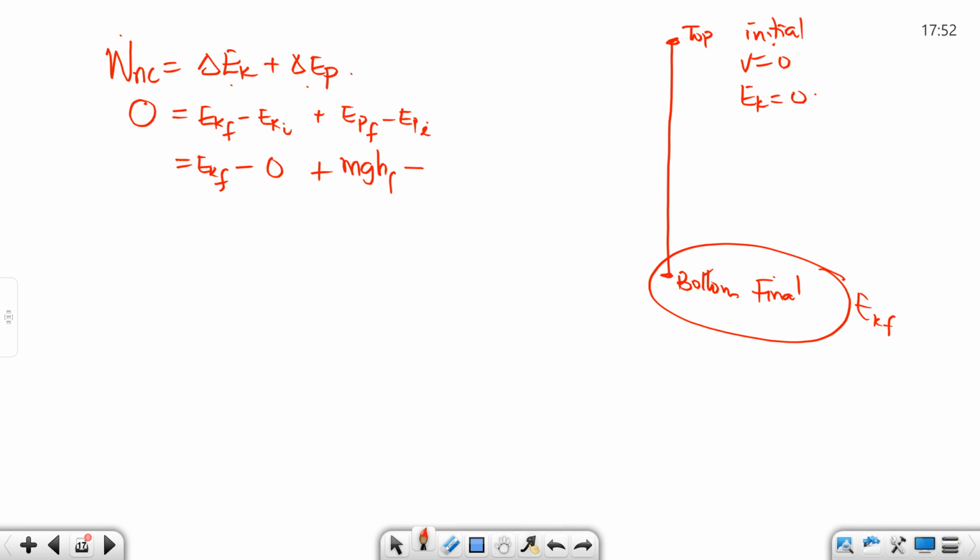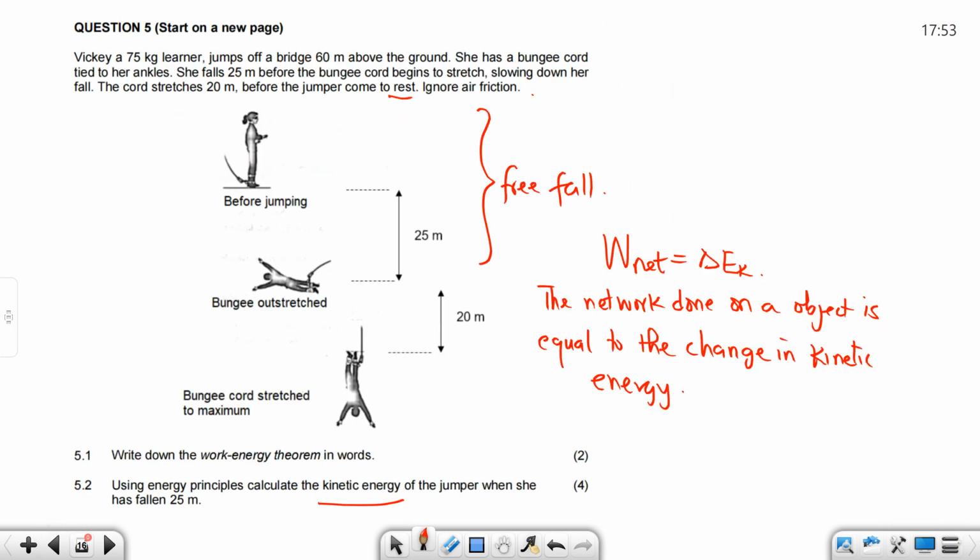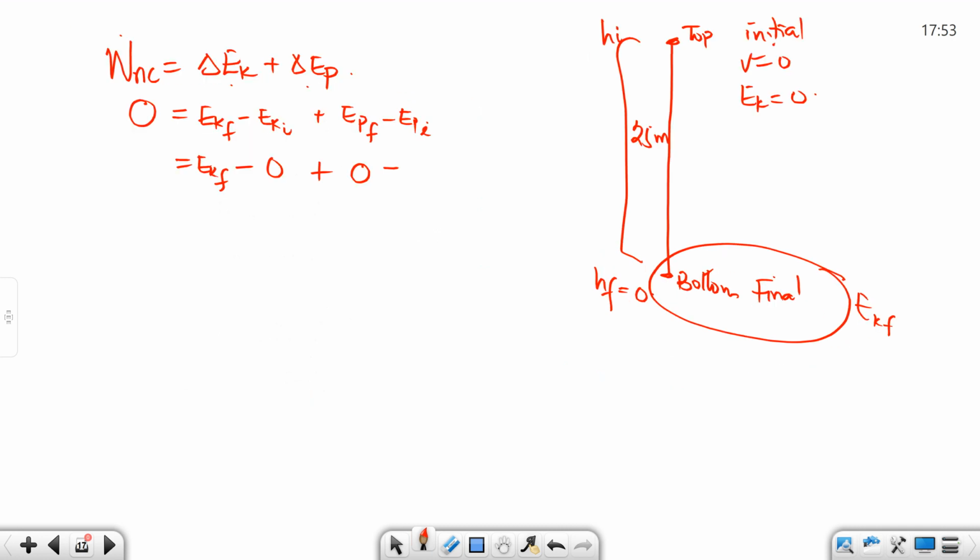No, I think I switched it. It is 0. Yeah, because we're correct, this is 25 meters, right? So the initial height is 25. The final height is 0. Guys, you're not reading the question. Let's read the question. Use energy principles to calculate the kinetic energy of the jumper when she has fallen 25 meters. So we are working in the frame of 25 meters.